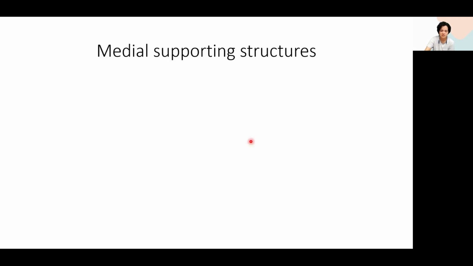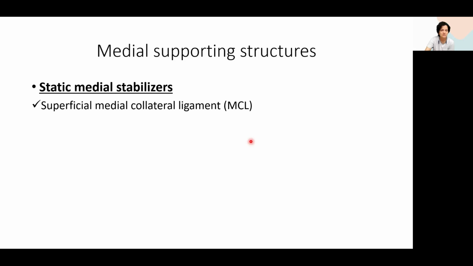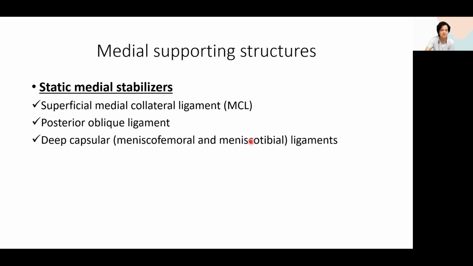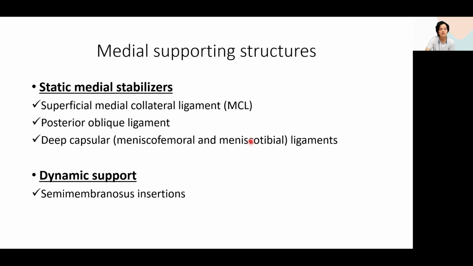So medial supporting structures include static medial stabilizers, which include the superficial medial collateral ligament, posterior oblique ligament, and deep capsular structures, which are the meniscofemoral and meniscotibial ligaments. Whereas dynamic support is provided by the surrounding muscles. The important ones are semimembranosus and vastus medialis.